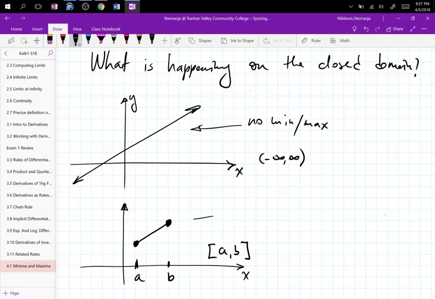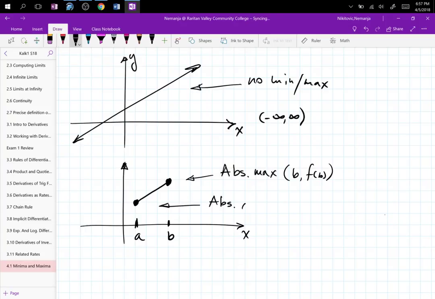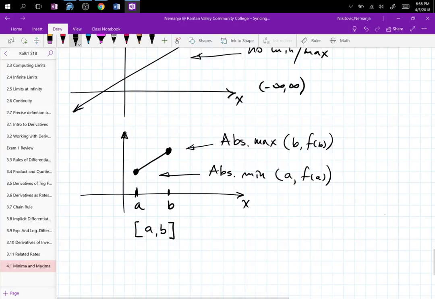So this one over here becomes the absolute max, and the location is B, f of B. And the one over here becomes the absolute min, which is A, f of A. And this is the interval AB. Closed interval AB.